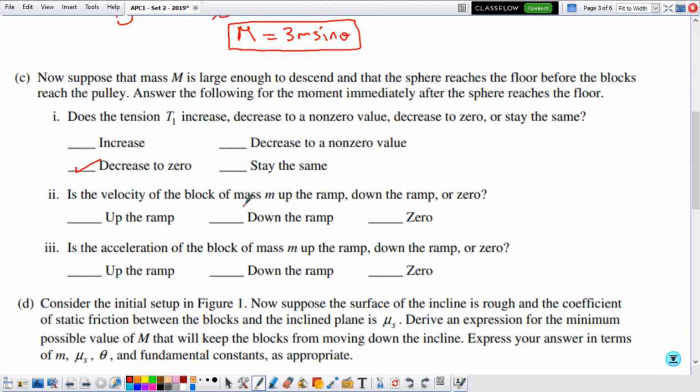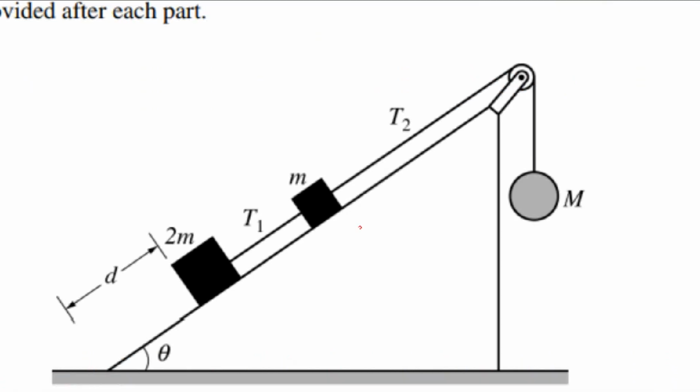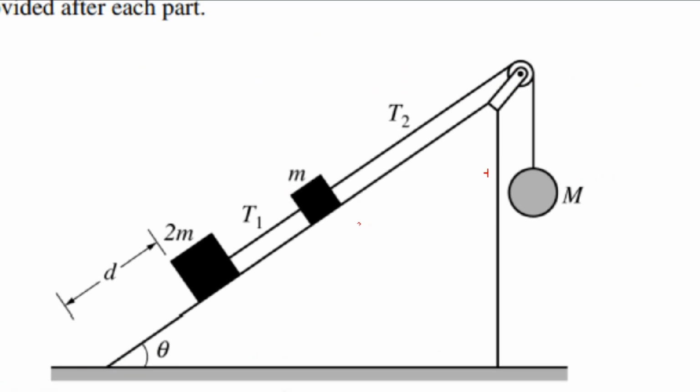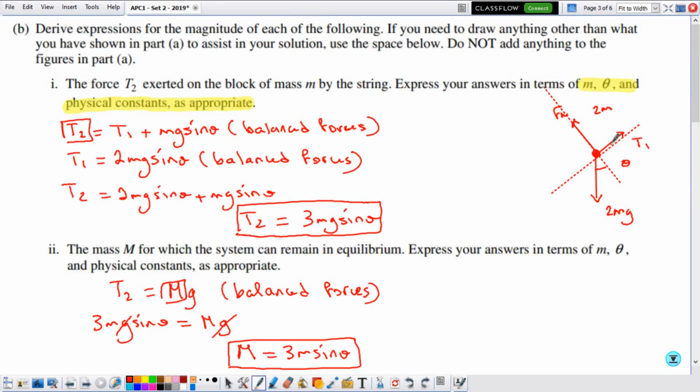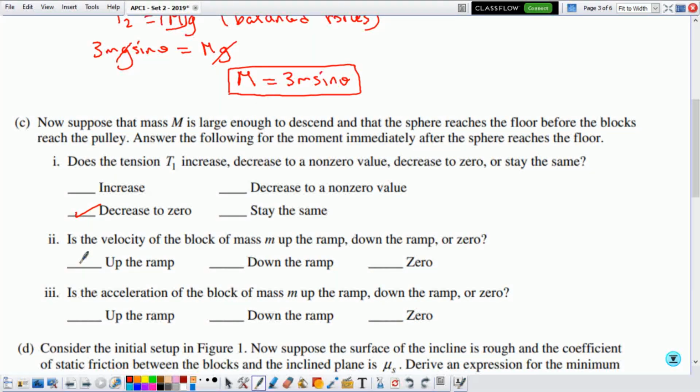Is the velocity of the block of mass m up the ramp, down the ramp, or 0? Now initially, when this is going down and it hits the ground, it's being projected up by a certain velocity. So its velocity of the block m is up the ramp. Then the correct answer would be up the ramp.